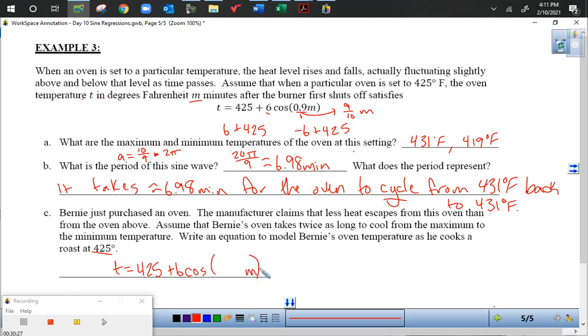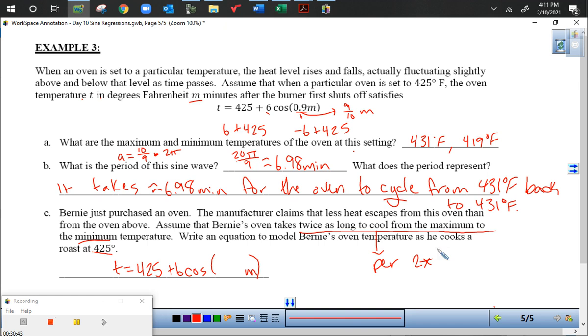So, let's chat. Twice as long to cool from maximum to minimum would mean it'd be twice as long for the maximum to maximum as well. Okay, and what that means is the period is 2 times as long. Now, we can mathematically solve for this, but it's a lot easier to just think about relationships between the period and what we see in the equation.